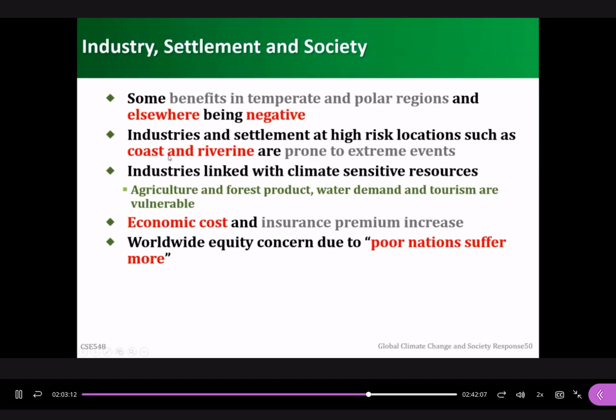You can see the industries in coastal or river areas are likely to be exposed to extreme weather events such as flooding or tropical cyclones. And industries related to agriculture will also experience negative effects. Economic loss and costs, and the insurance premium, will also increase, because we can obviously see news reporting how much economic loss there is because of a typhoon landing. The insurance premium will increase.